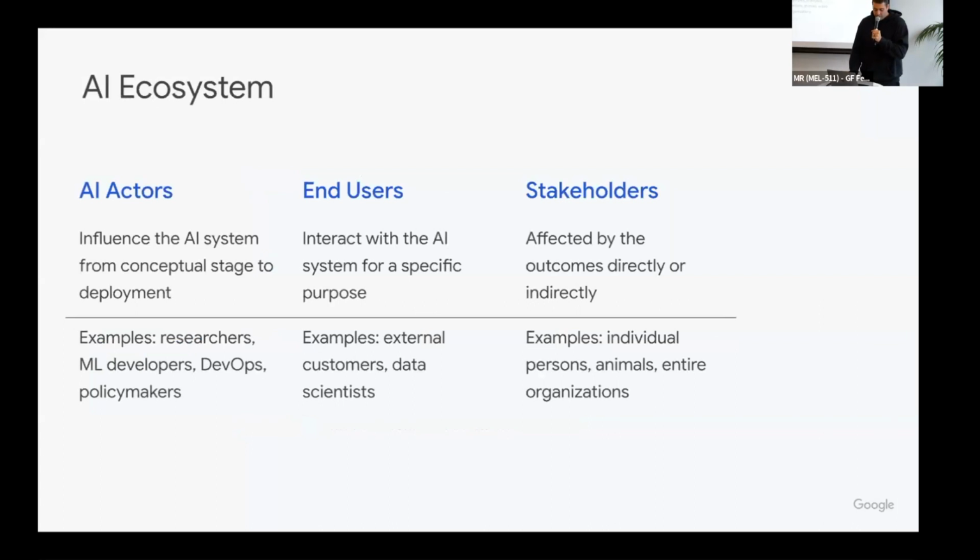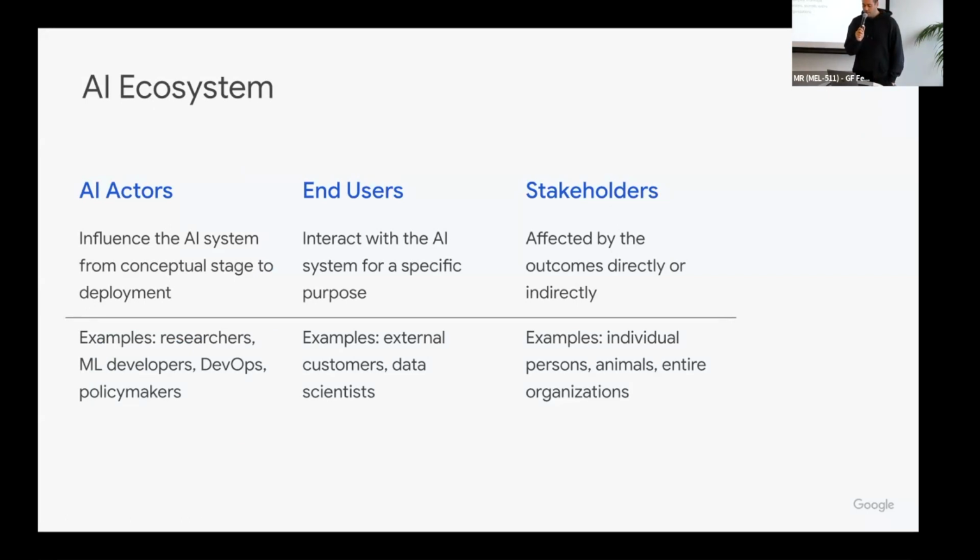On the AI ecosystem, we have a number of different groups. First, we have the AI actors. These are all the people that influence the AI system all the way from the conceptual stage to the actual deployment and then maintenance of that system. Examples of that could be researchers, the ML developers, DevOps teams, but even bigger groups like policymakers. The reason being is that policymakers are able to enact policy that affect all AI systems, and therefore they're part of the AI actors group.